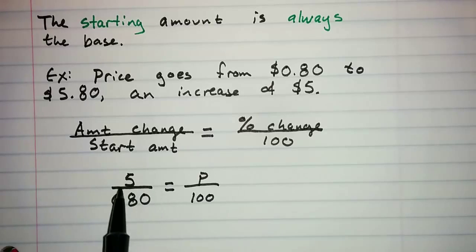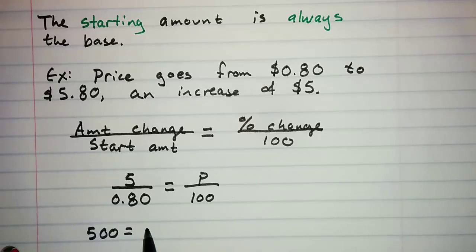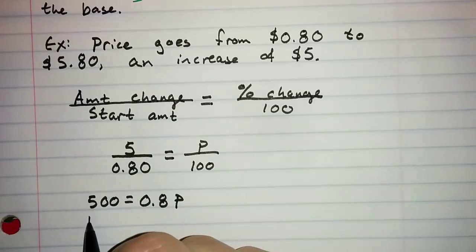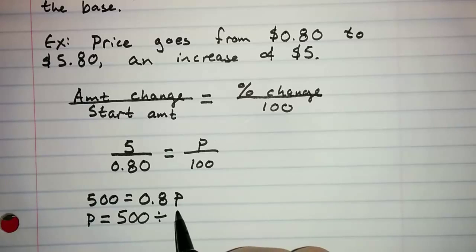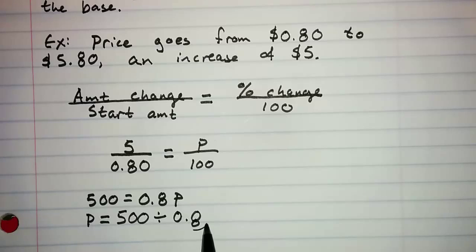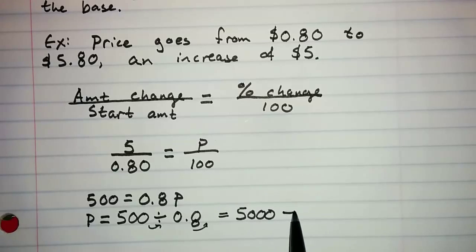over 100. Cross multiplying, we get 500 is 80 cents times P, dropping the trailing zero now. So P should be 500 divided by 0.8. We don't like to divide by decimals though. So moving each decimal point one place to the right, 5,000 divided by 8.